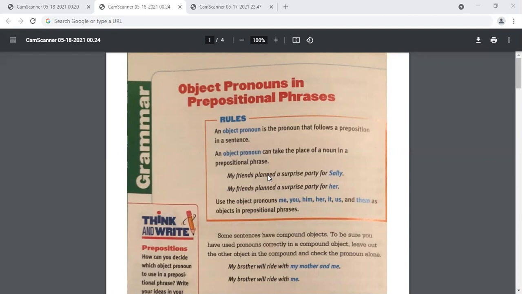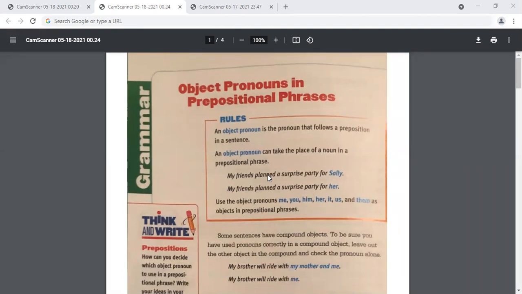Object Pronouns in Prepositional Phrases. Now remember what a prepositional phrase is. A prepositional phrase begins with a preposition and ends with what? With the object of a preposition. Okay? In this lesson today, we're going to be looking at prepositional phrases that have object pronouns.